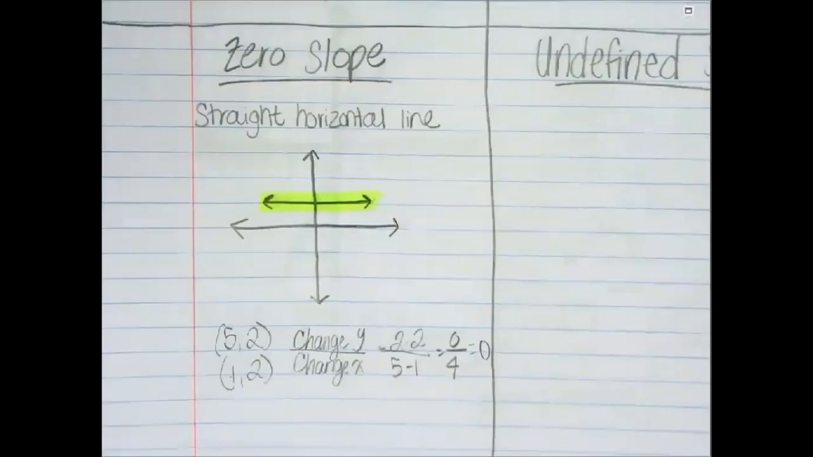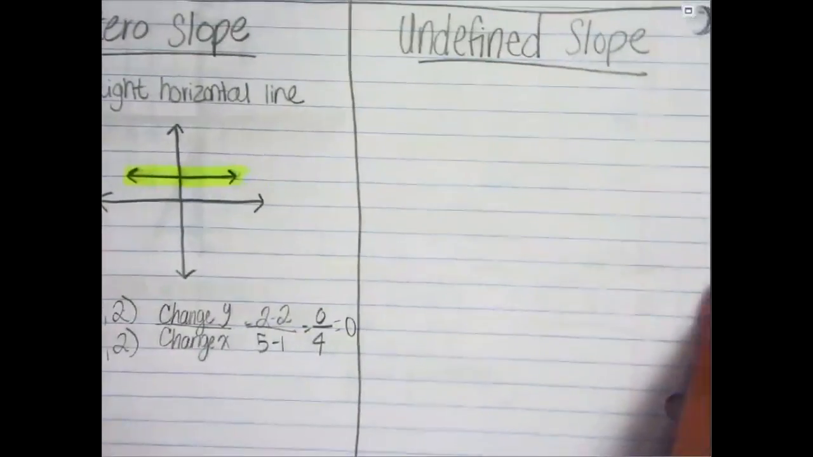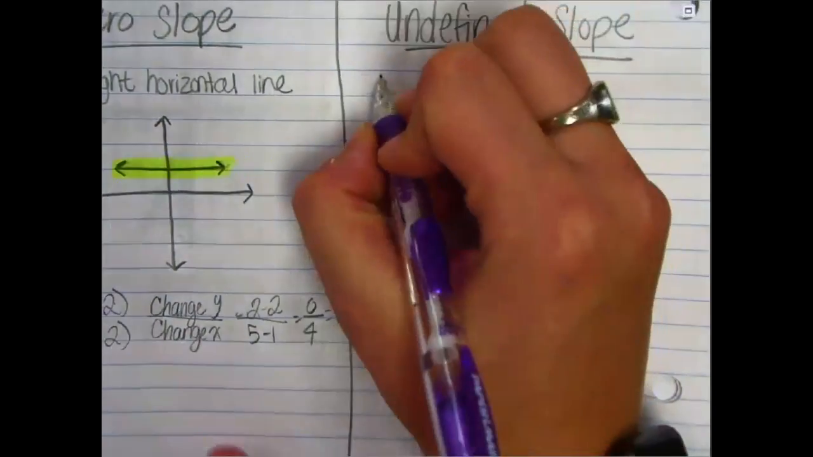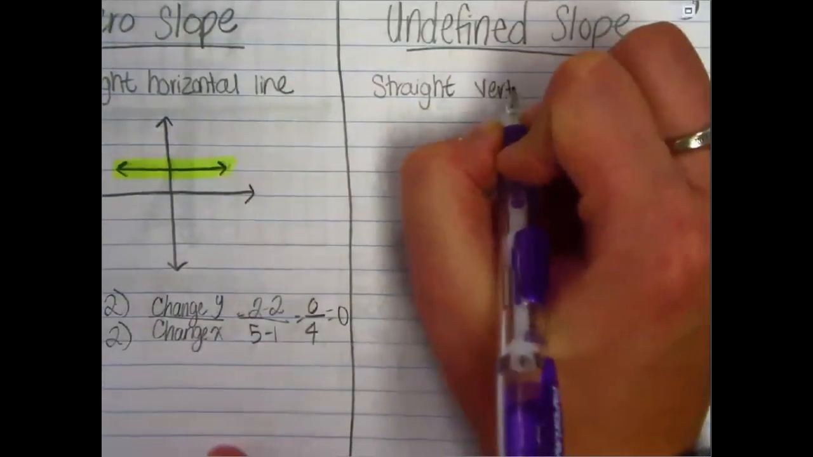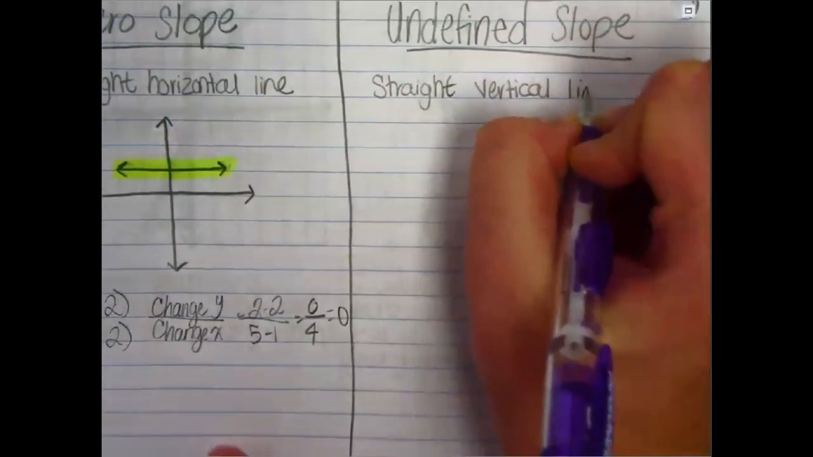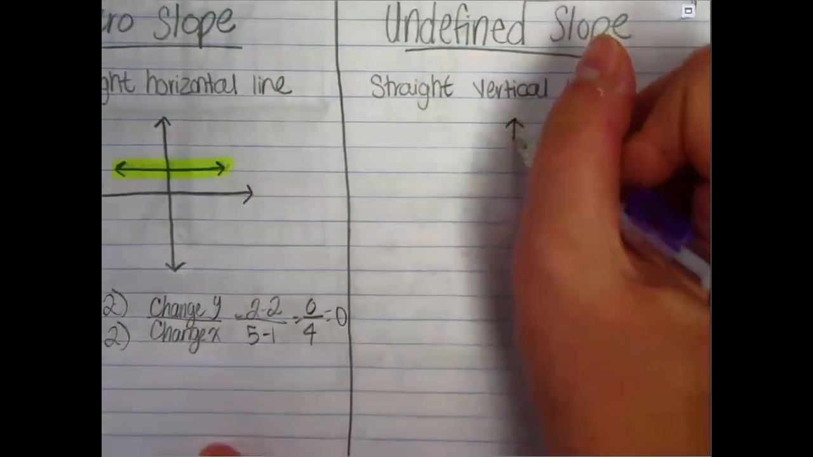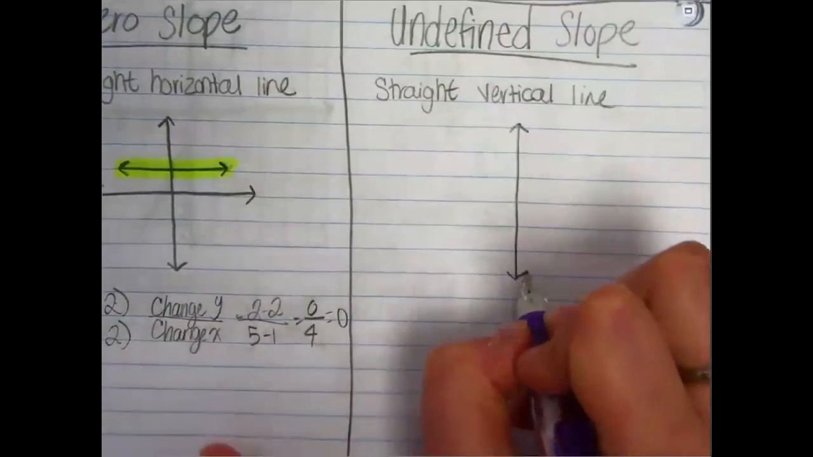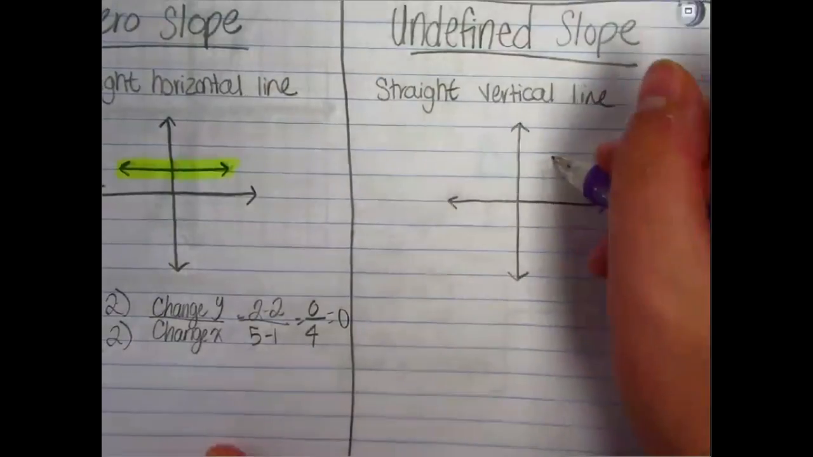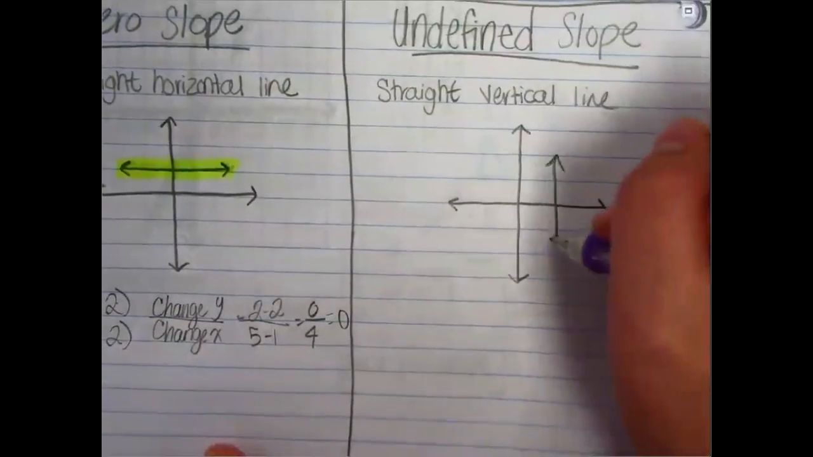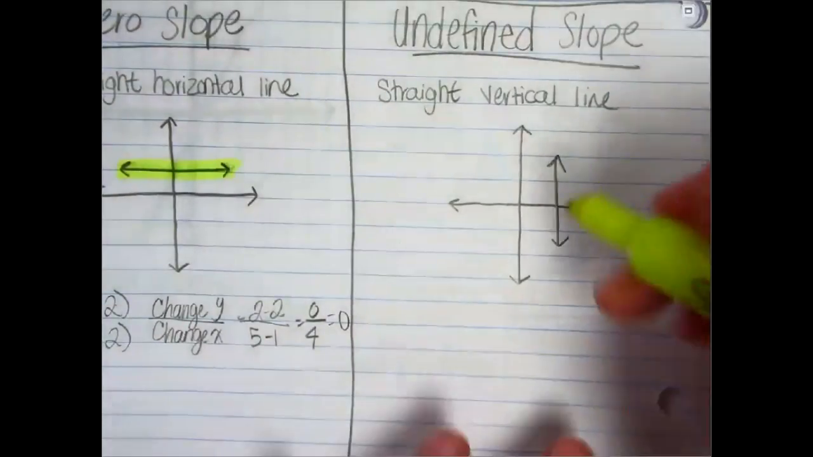So Julia, what do you think an undefined slope is? Not all over the place. It wouldn't be straight. Straight up and down, straight vertical line. So an undefined slope is a straight vertical line. Okay, so that would be like this graph.